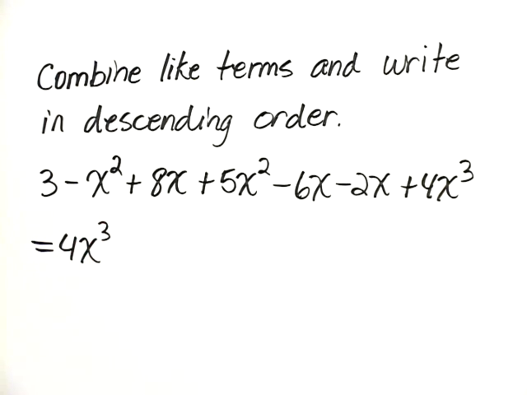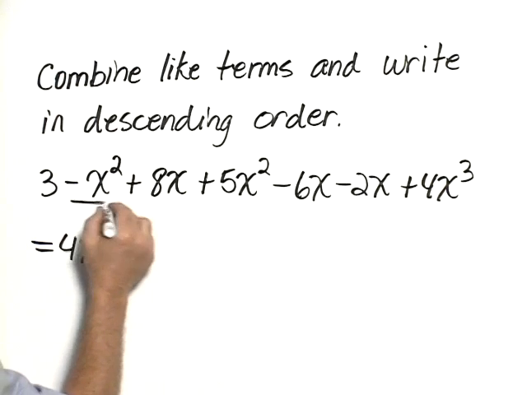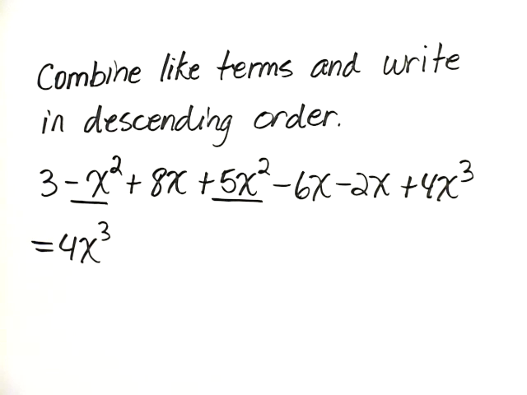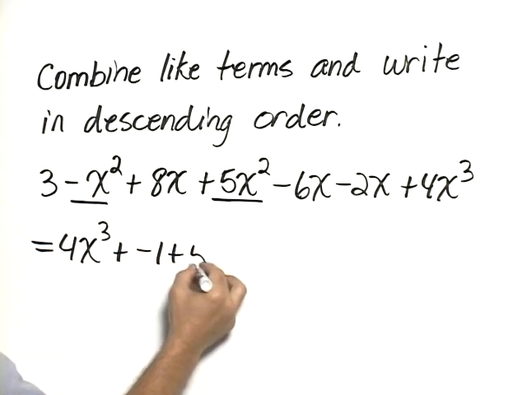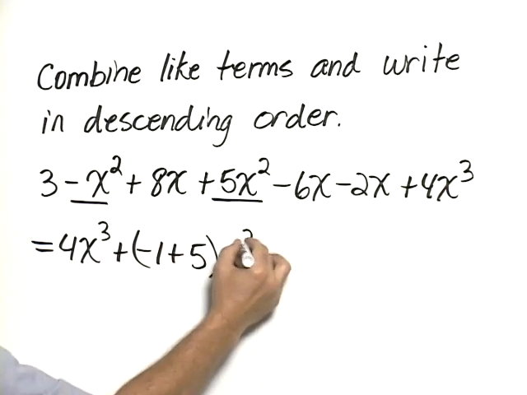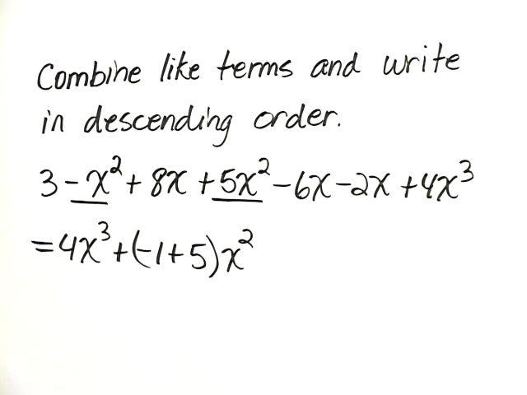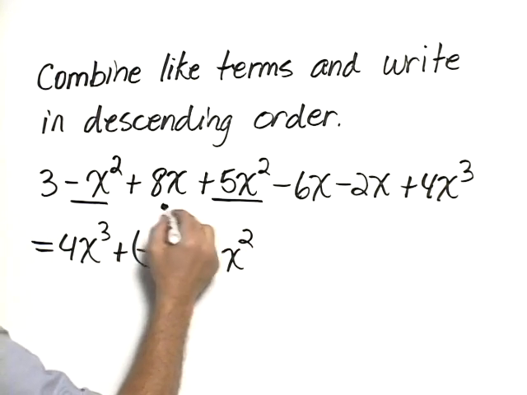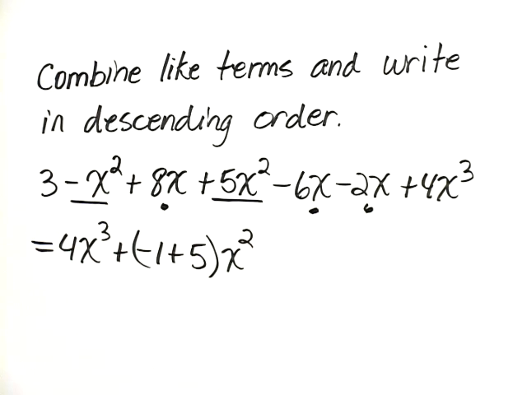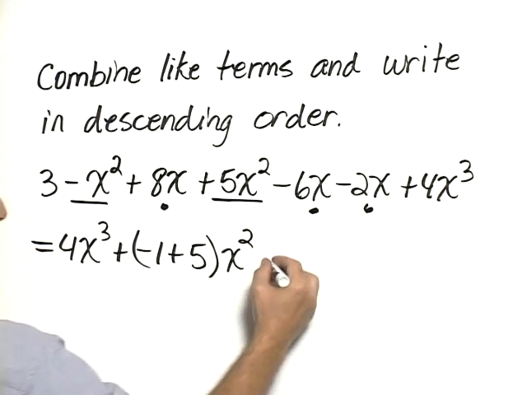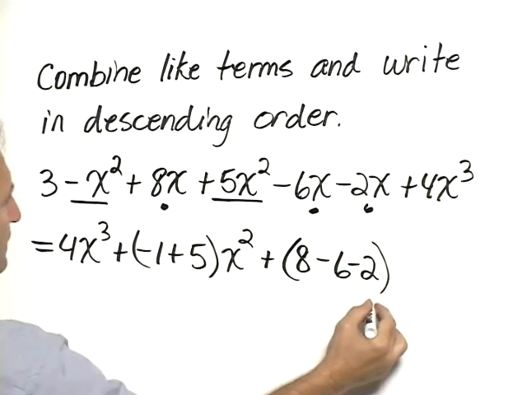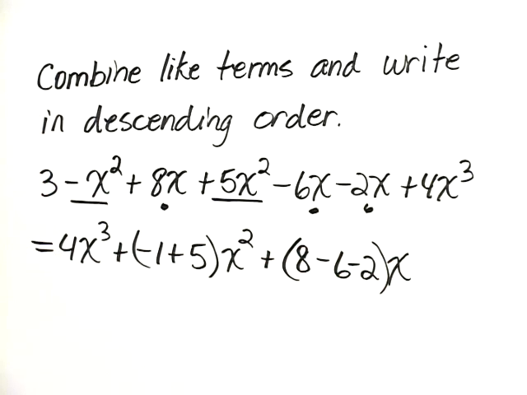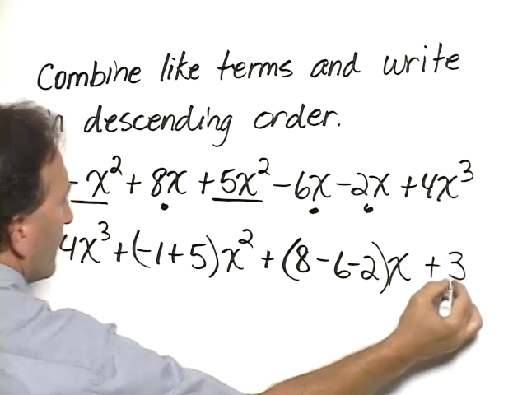Now the next term would be the x squareds, x squared, x squared. This is a -1 coefficient, so (-1 plus 5) times the x squared. Next, we would look at the x's, of which there are 3. And so we would have plus (8 minus 6 minus 2) times x. And then the only constant term is plus 3.